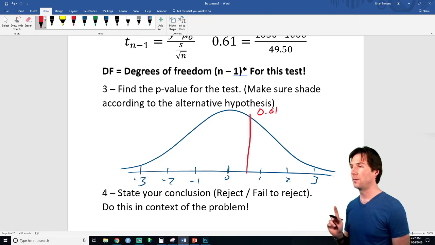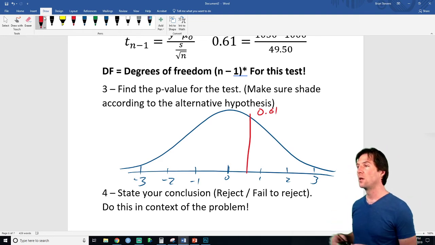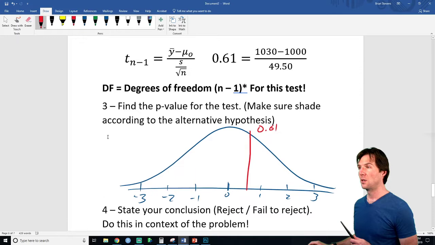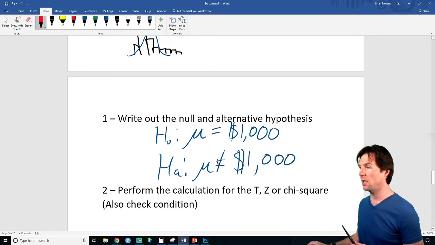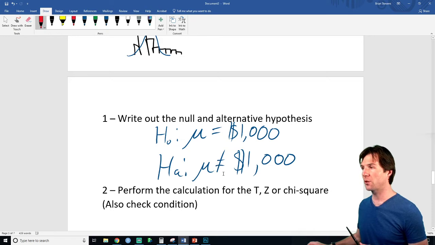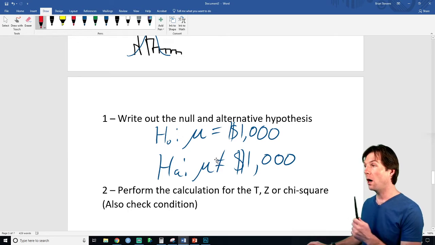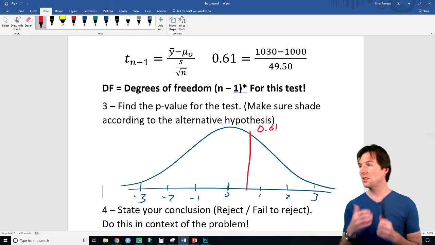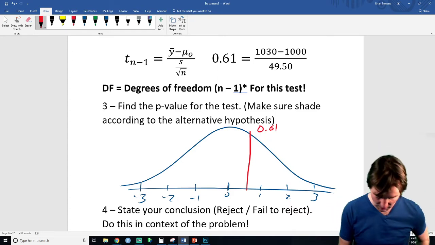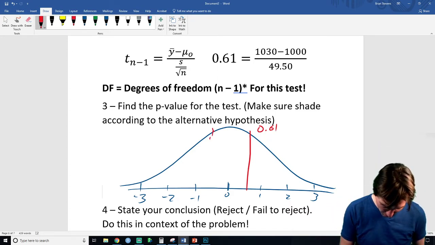Now be careful. You're almost done. When you do this, make sure to shade according to the alternative. What way will I shade my alternative? This points to the right, and that points to the left. So I'll shade both sides, because it's the two-sided test. This is the does not equal test. So I'm going to draw a line right here that is just as extreme on the other side at negative 0.61.